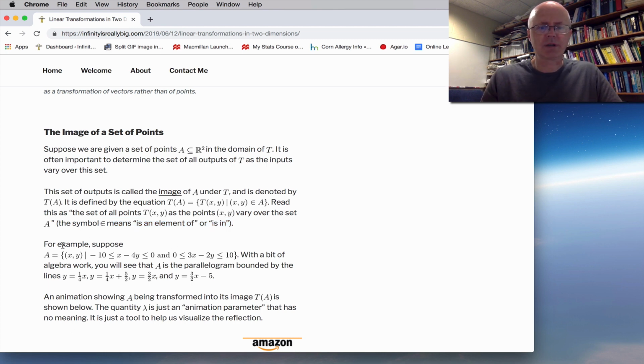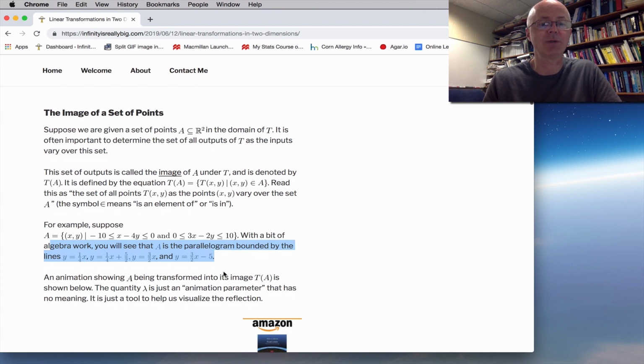And now let's consider a particular example. A is this particular set, the set of all points x comma y, satisfying these inequalities. Now it's not clear what this set is. I'm just describing it with some inequalities here. With a little bit of algebra work, you will see that this is the parallelogram bounded by 4 lines: y equals 1/4 x, y equals 1/4 x plus 5 halves, y equals 3 halves x, and y equals 3 halves x minus 5. That takes some work to figure out. I'm going to leave that to you. That's an exercise for you.